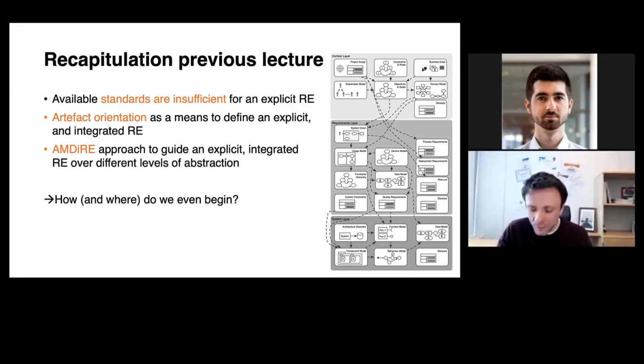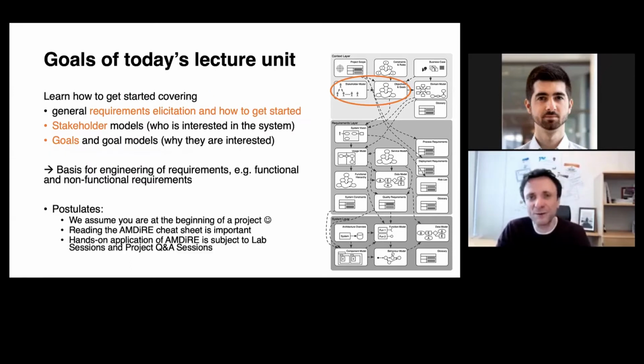Now, one of the core essences of AMDIRE is that it abstracts from the way of working, and we have discussed that this is a good thing. At the same time, there might be one question that always comes up, and this is, where do I start? Where do I even begin? And this is exactly what is in scope of today's lecture. We will be covering the general aspects of requirements elicitation and how to get started.